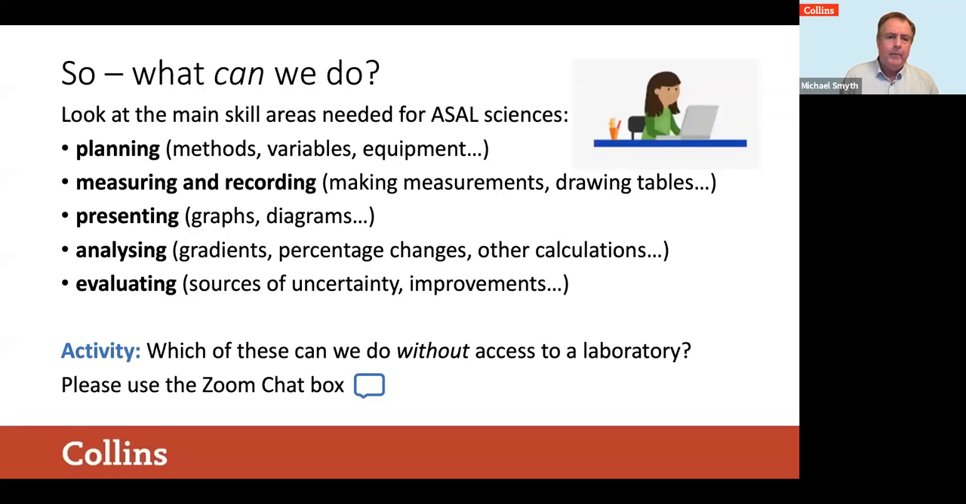So I'm not going to run through all what they are, but what I would like you to do, using the chat box, is to just type in which of those skill areas, which of those 5 skill areas, we can practice without access to a laboratory. Okay, so if you just type in what you think in your chat box.